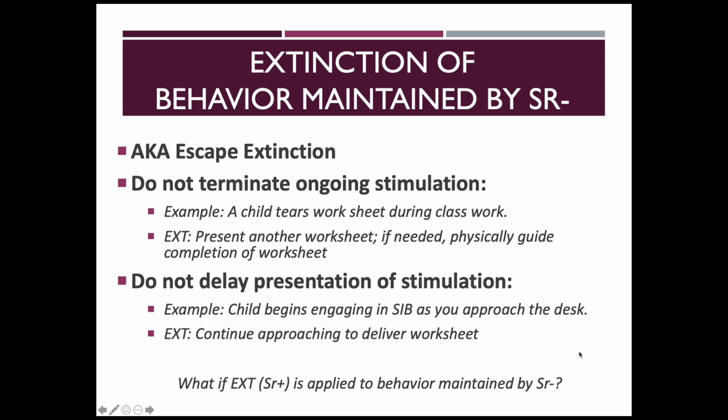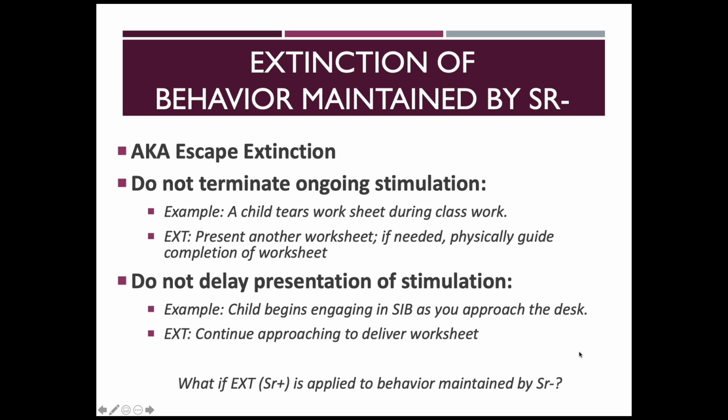When we think about extinction for behavior maintained by social negative reinforcement, we consider the implications of escape maintained behavior. This form of extinction is sometimes called escape extinction. What we're talking about there is that we are not going to allow escape. So if problem behavior is maintained by social negative reinforcement in the form of escape, and the behavior occurs, we are not going to deliver escape. Again, you have these procedural variations.